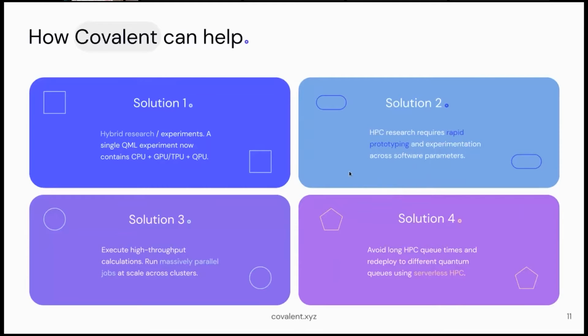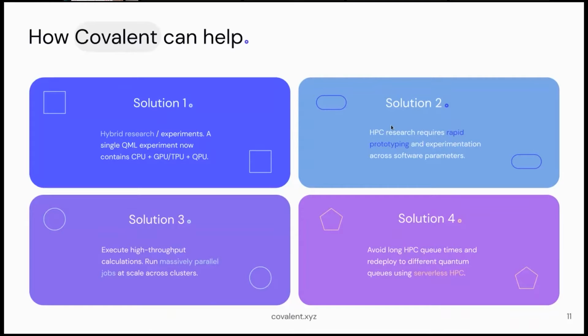So there are sort of 4 scenarios you can think of that might apply to your own work. In one case, you might be doing hybrid research or experiments. So for instance, if you're doing quantum machine learning, and we'll see an example of this in the talk this afternoon, a single quantum machine learning experiment could contain resources that include CPUs, GPUs, TPUs, and quantum processors as well. This can be very difficult to manage otherwise in a cost-effective way.